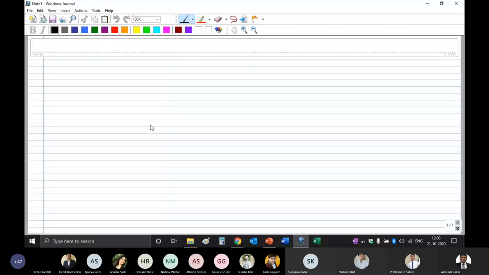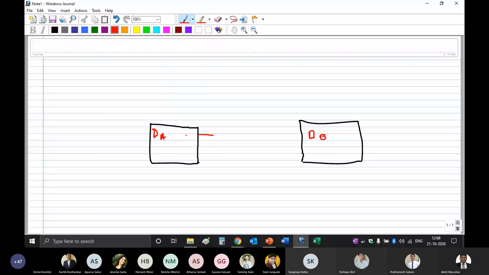Okay. So what we do is, first, I'll draw 2 blocks. We know that there are 2 flip-flops. I'll call these DA and DB. Obviously, flip-flops have 2 outputs, QA and QA bar. And here we will have QB and QB bar.